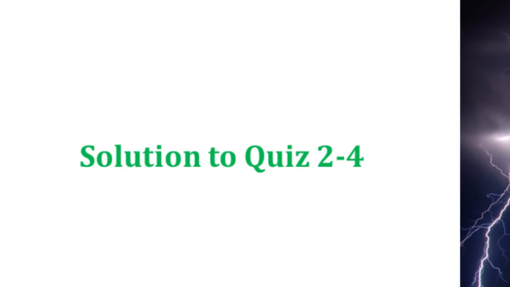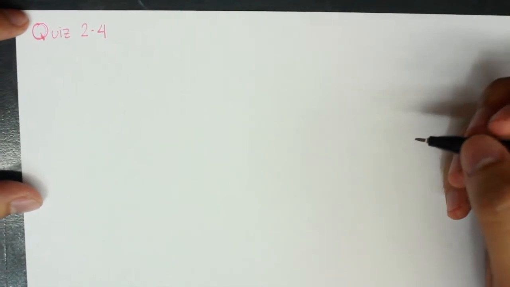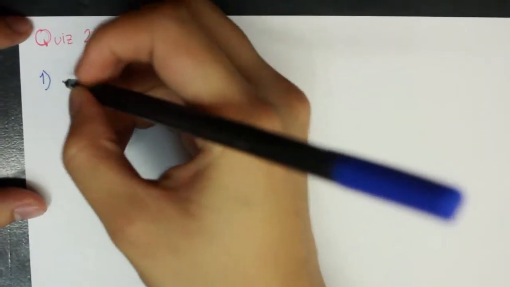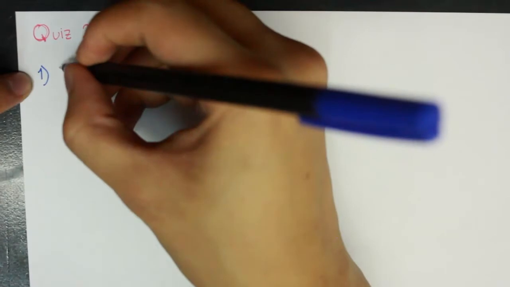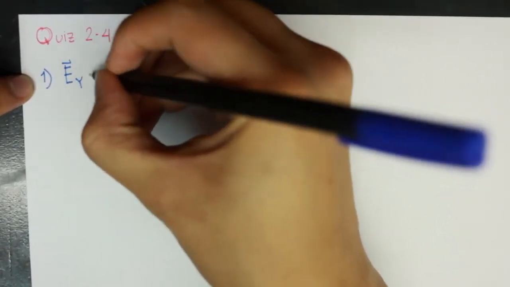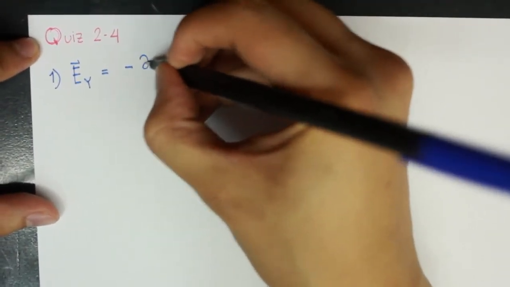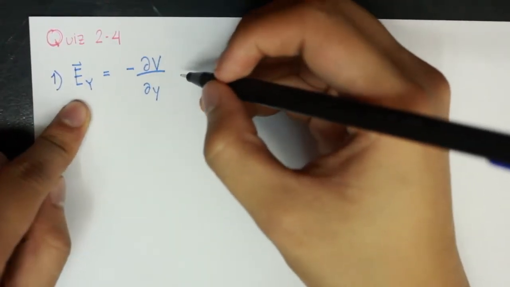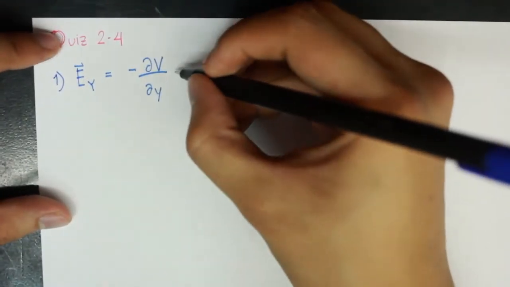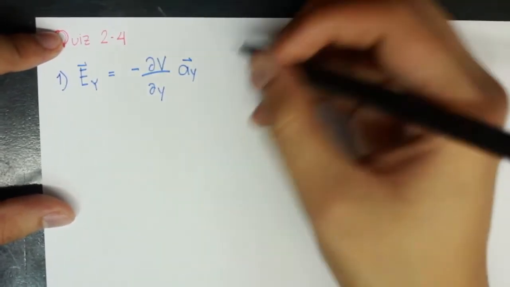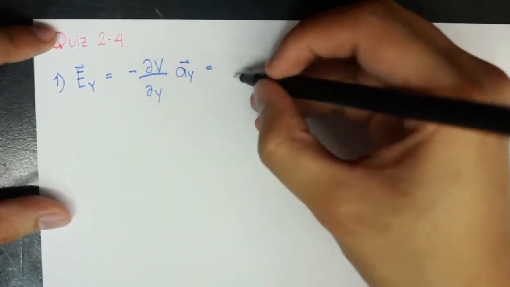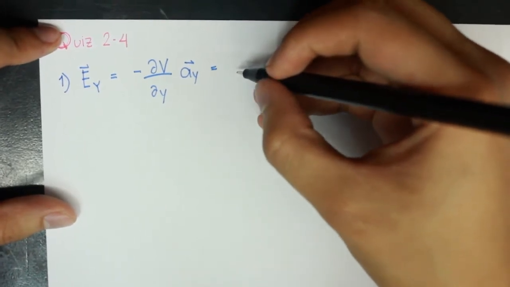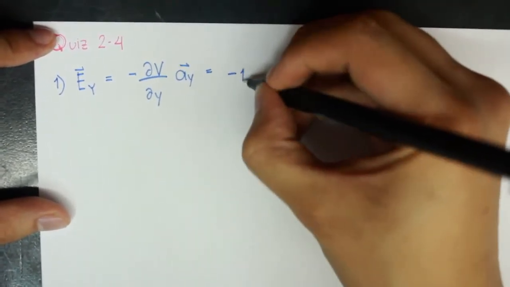And now here's the solution for quiz 2-4. So first problem, you just need to identify the electric field at the Y component. So given ang potential field, that's easy. Kunin ko lang yung partial derivative ng potential with respect to Y. Since Y naman yung kinukuha natin yung electric field component. Vector AY hat. And with math 54, 53, or whatever, you easily get this.